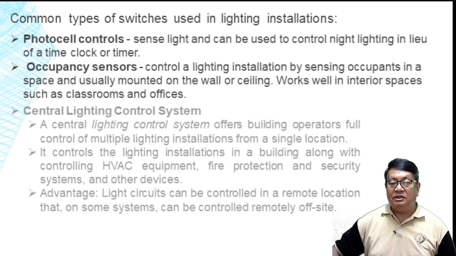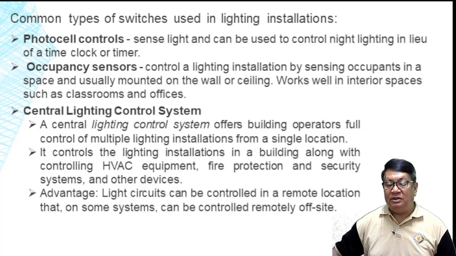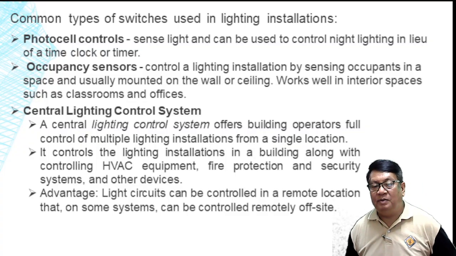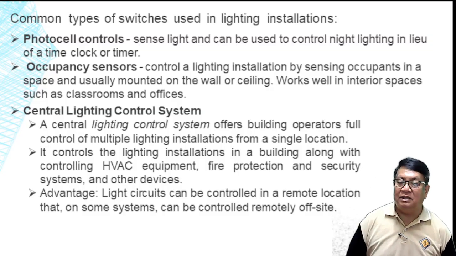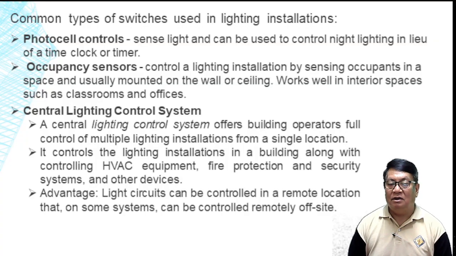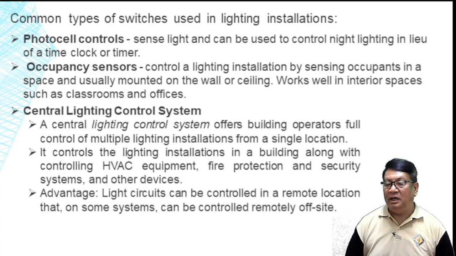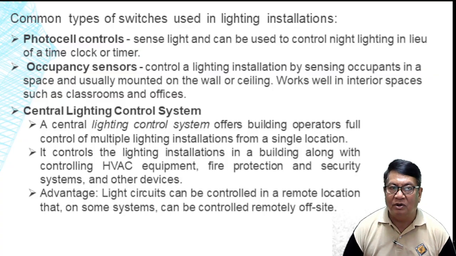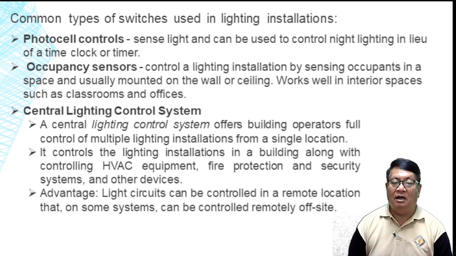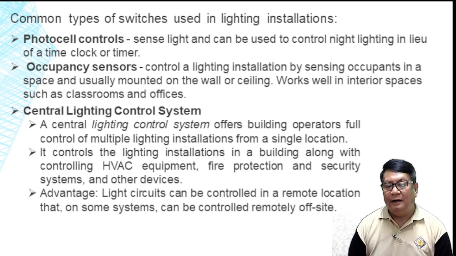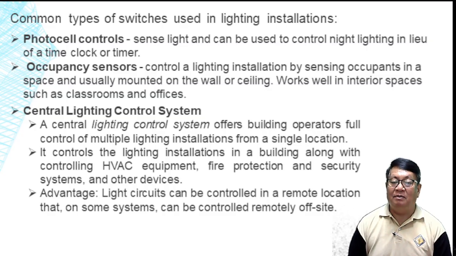We have photocell controls and occupancy sensors. Especially in outdoor lighting systems, like street lights, you can use this photocell. Then occupancy sensors control a lighting installation by sensing occupants. If there is motion from the occupants of a certain room or area, then this occupancy sensor will be activated.